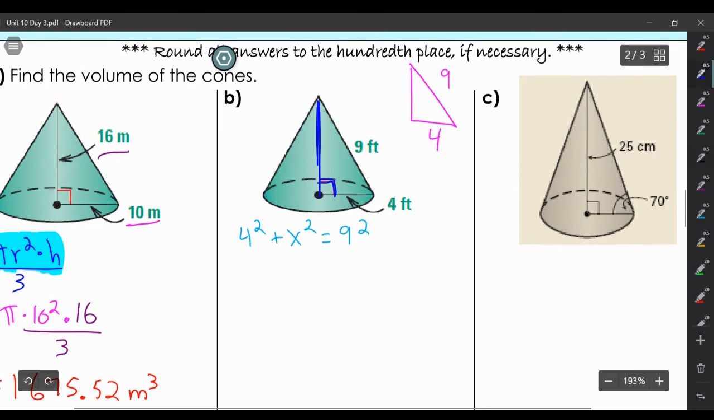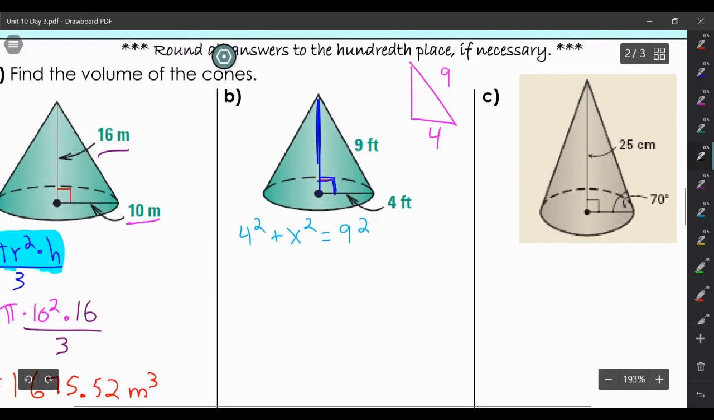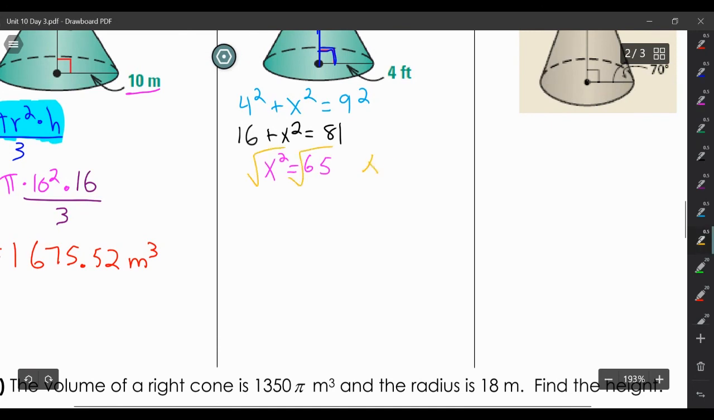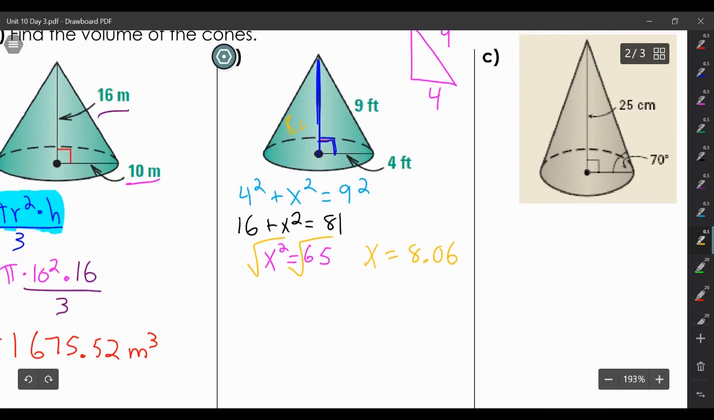And then we can solve this. 16 plus x squared equals 81. Subtract 16 from both sides. That gives us x squared equals 65. And then when we square root both sides, x equals 8.06. So that is our height, 8.06.